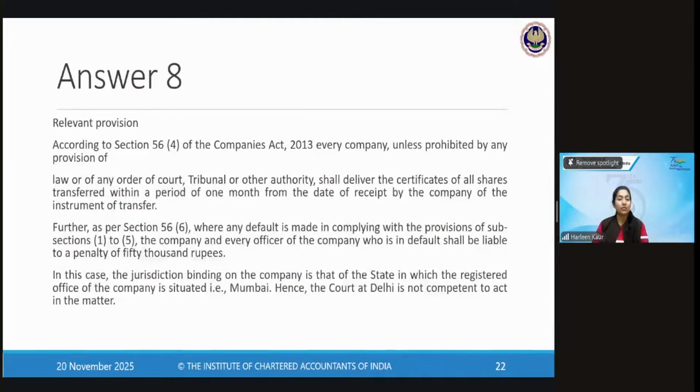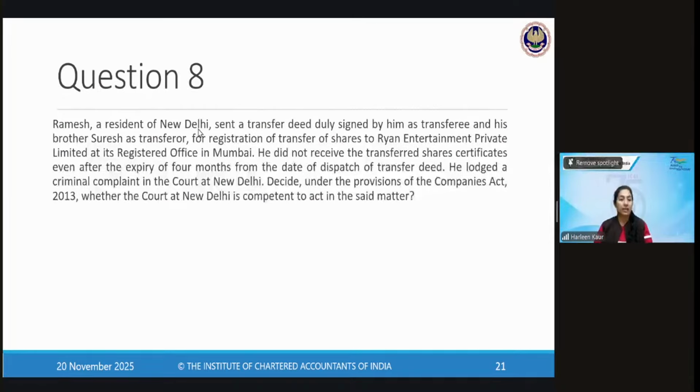Now, we will come back to buyback and debentures in a while, but let's do certain more questions first from the question bank. So here is a question in front of you on the screen, which is again related to transfer and transmission. Go through the question and type the answers in the chat box. Read the question very carefully.